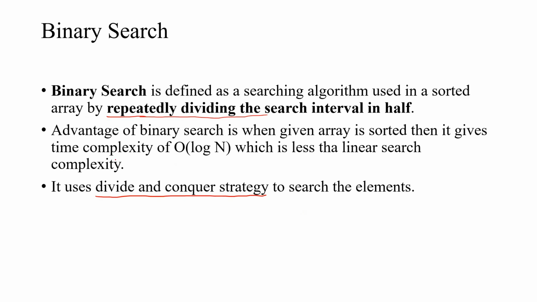So what could be the advantage of this? The advantage of binary search is that when the given array is sorted, it gives a time complexity of log n, which is less than the O(n) complexity of the linear search algorithm. So this binary search algorithm will give you less time complexity. It means the element you are searching for can be found fast.